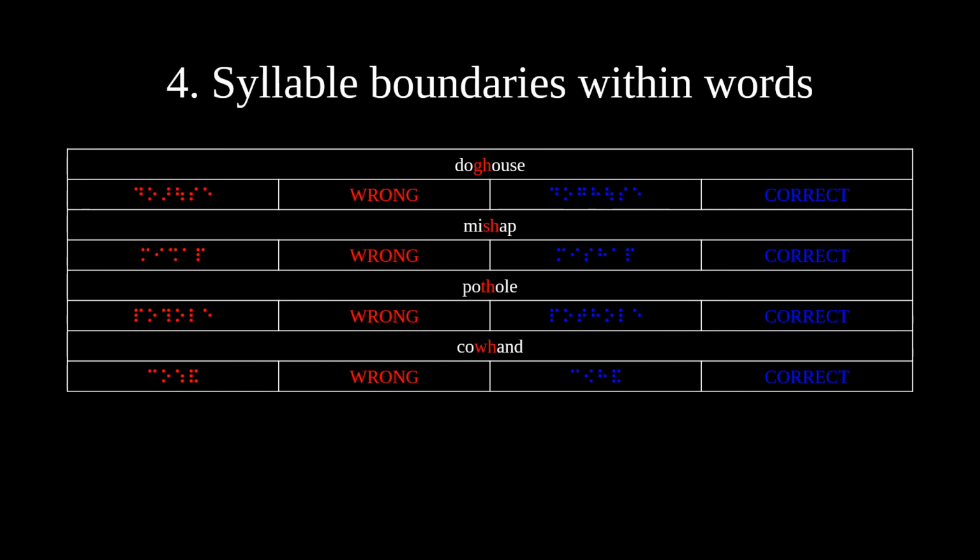The fourth rule is about the usage of the contractions CH, GH, SH, TH, WH, and ST. None of those contractions may ever straddle the boundary between two syllables in any word. The word doghouse does not have the contraction GH. The word mishap does not have the contraction SH. The word pothole does not have the contraction TH. And the word cowhand does not have the contraction WH.